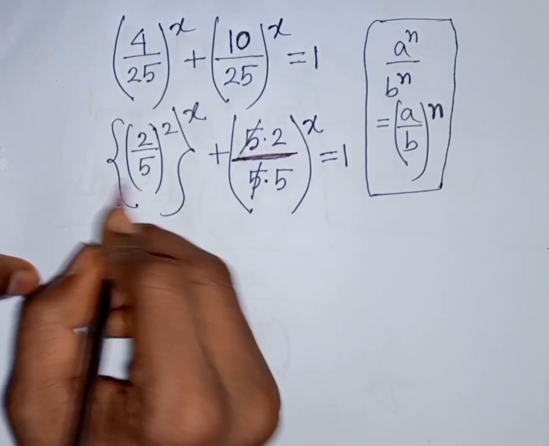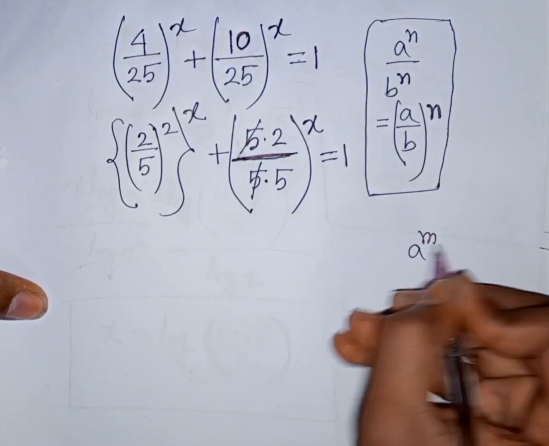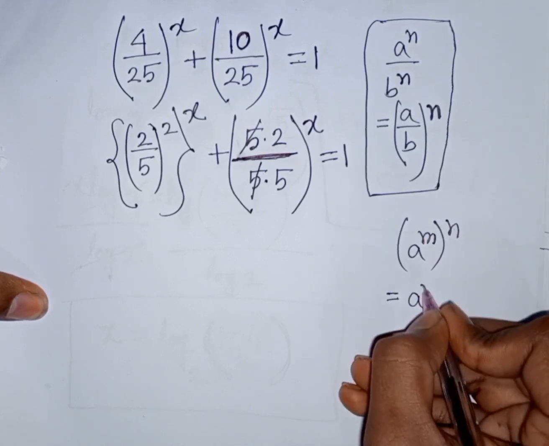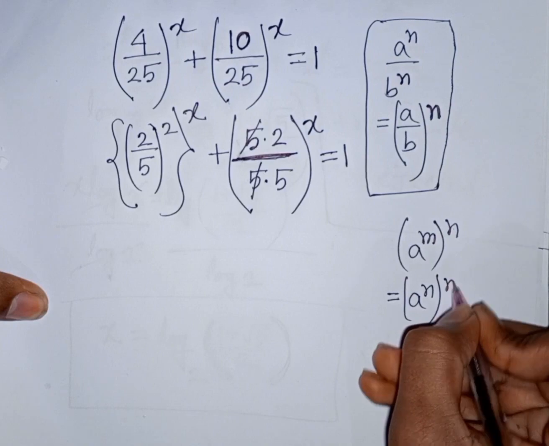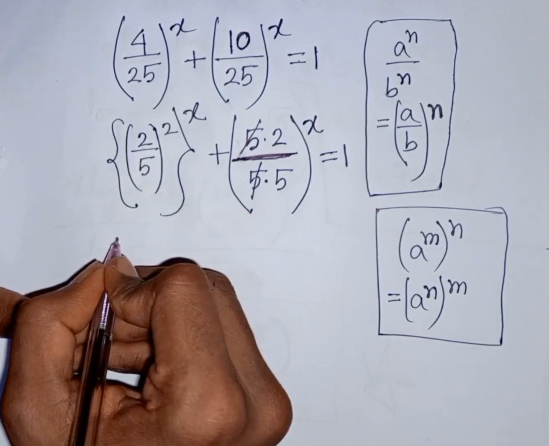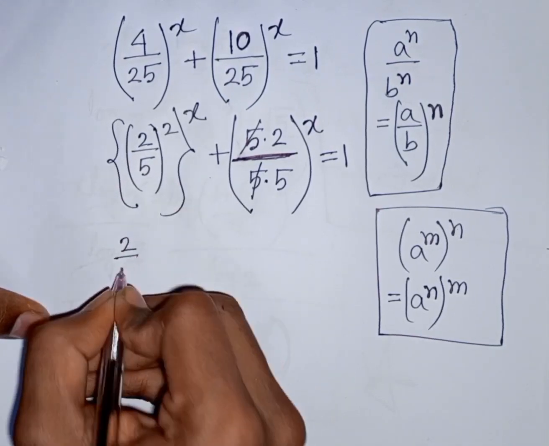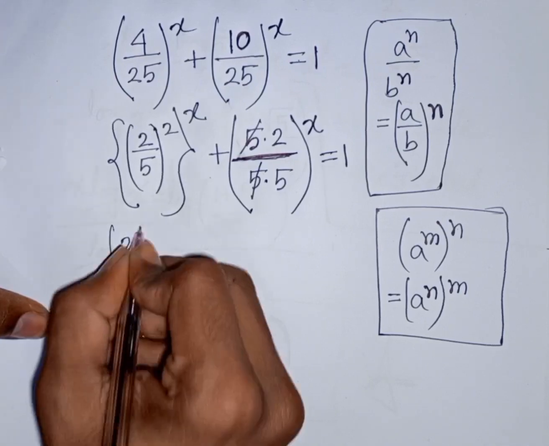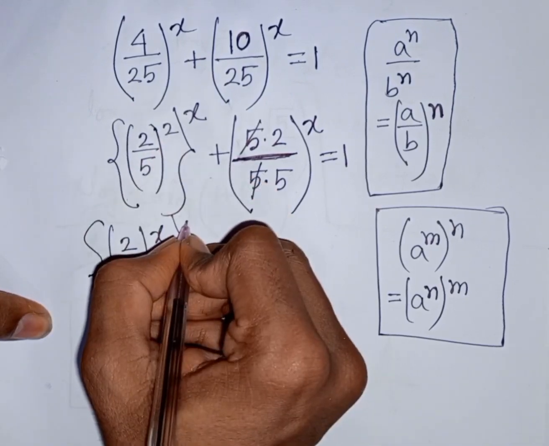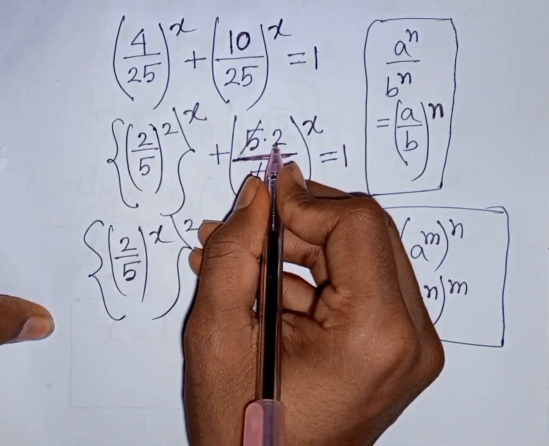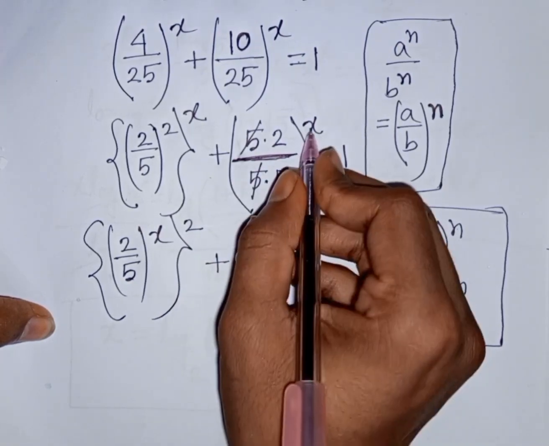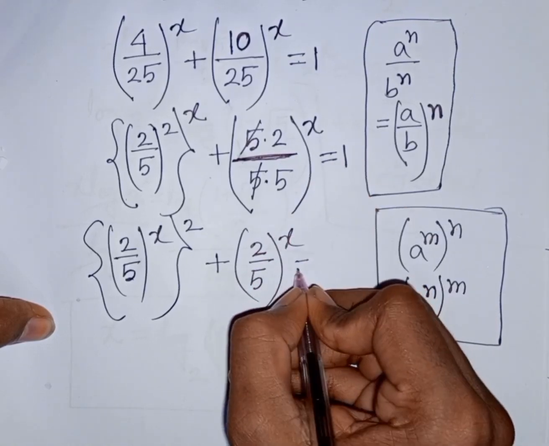Now here I can apply this exponential rule that a power m bracket power n is equal to a power n bracket power m. So according to this rule I can write here 2 by 5 bracket power x, then second bracket power of 2 plus 2 over 5, then bracket power of x is equal to 1.